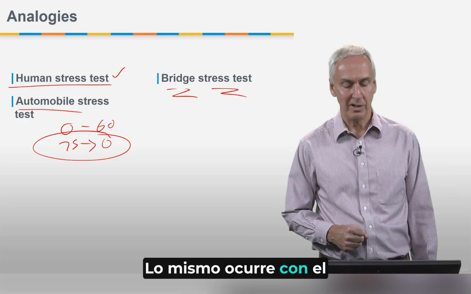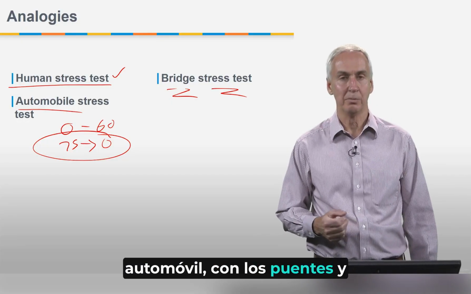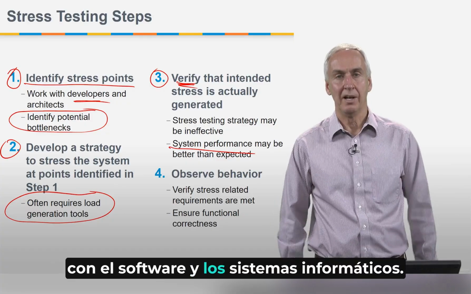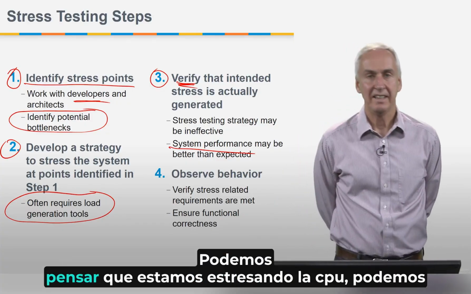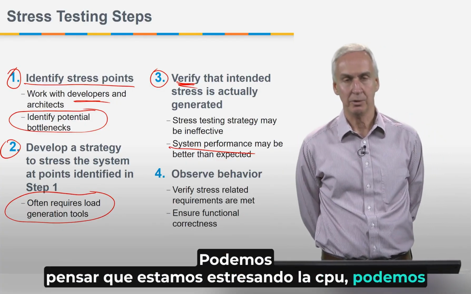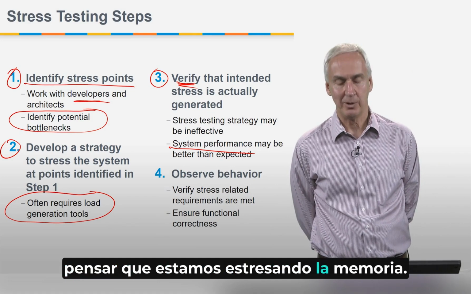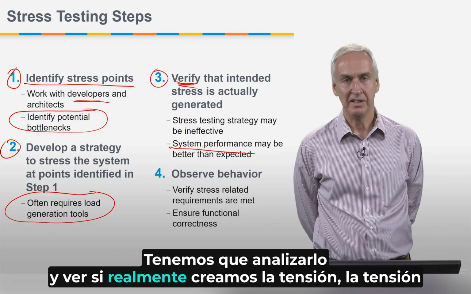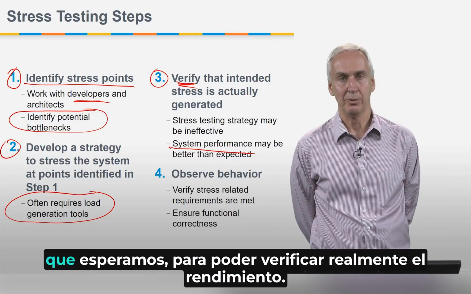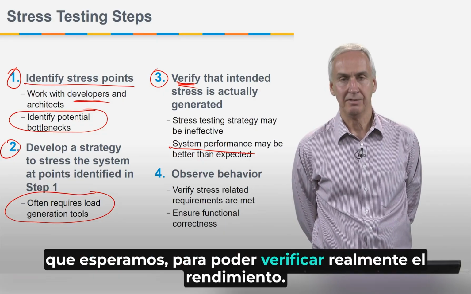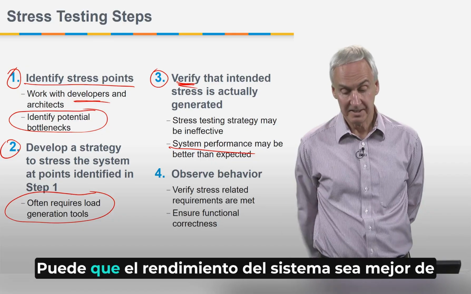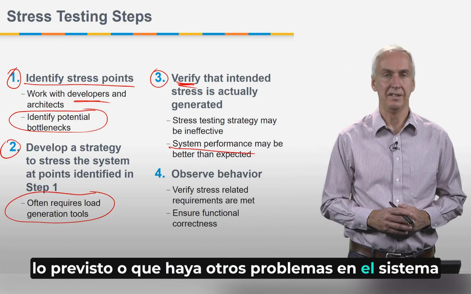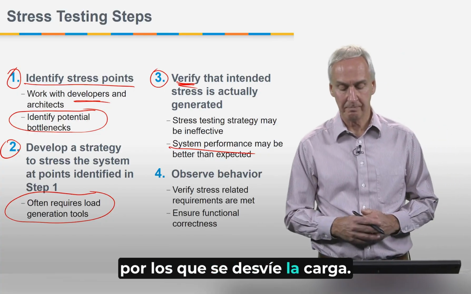Same sort of thing for the automobile, certainly the same sort of thing for bridges, and certainly the same sort of thing for software and software systems. We may think that we are stressing the CPU. We may think that we are stressing memory, but we need to get some data. We need to look at it and see that we really do create the stress that we're hoping for, so that we can actually verify the performance. The system performance might be better than we planned, or there might be other things going on in the system where the load is being diverted.